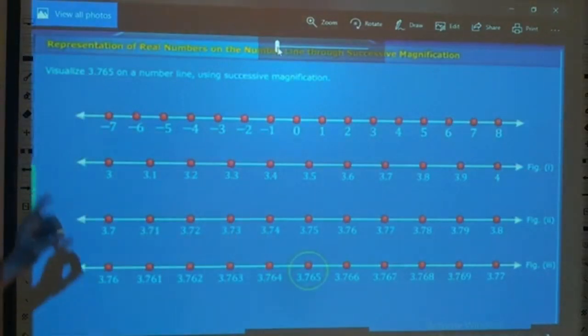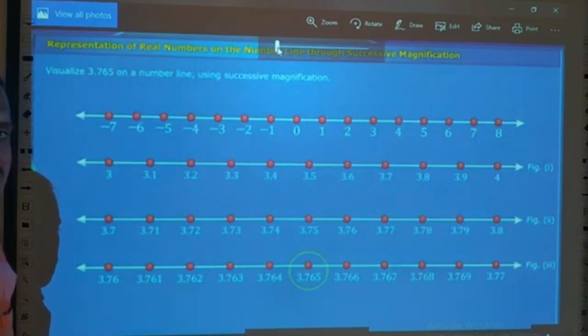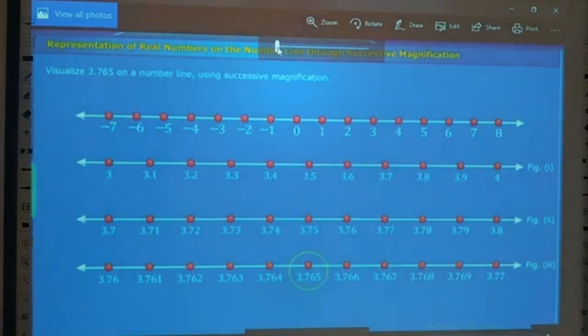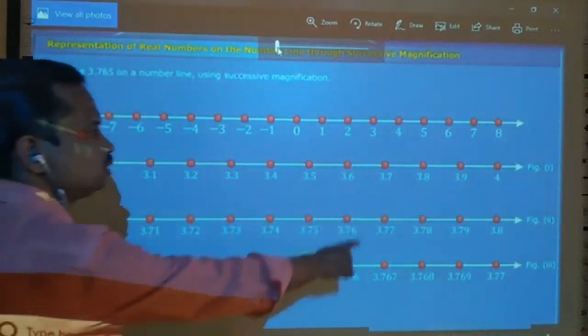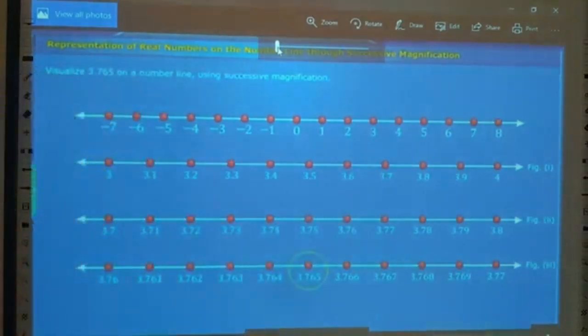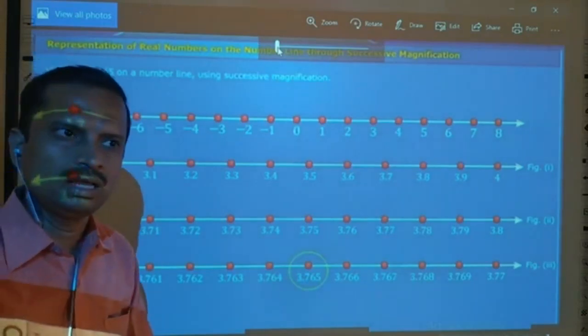And now, the 10th place digit 3.7. In the decimal number 3.765, listen carefully, 7 is in the 10th place, 6 is in the 100th place, 5 in the 1000th place. And now you look at 7. So 3.7 is here. And 3.76 means the next 100th digit you have to focus, and that is 3.76. So 3.76 means definitely it lies between 3.7 and 3.8.